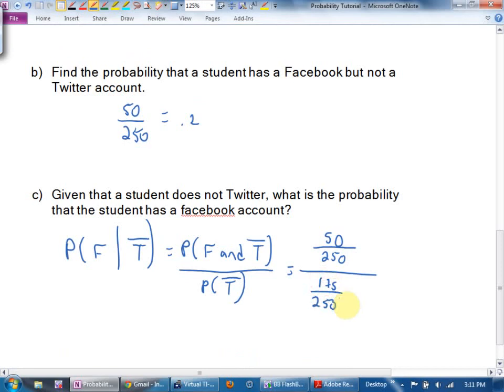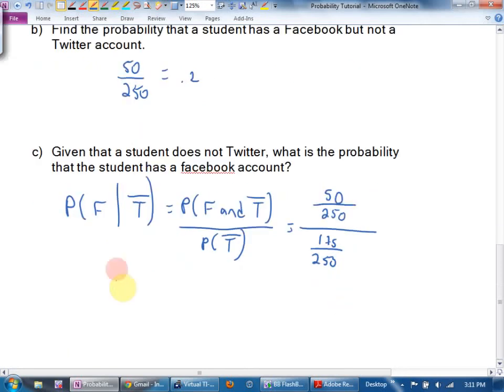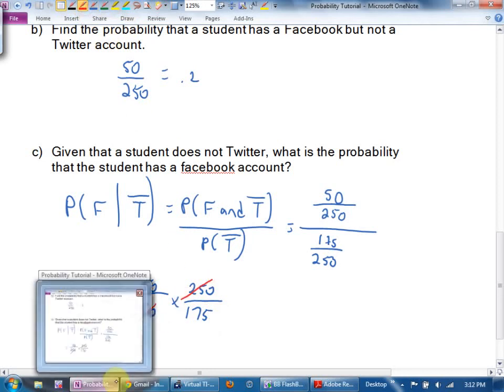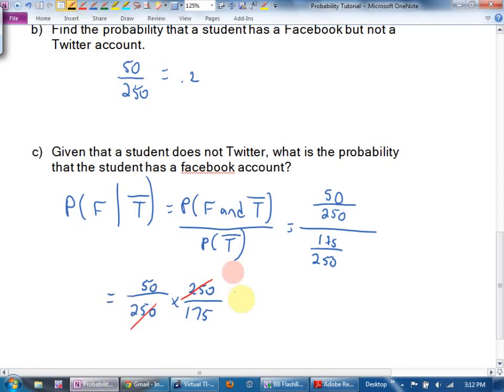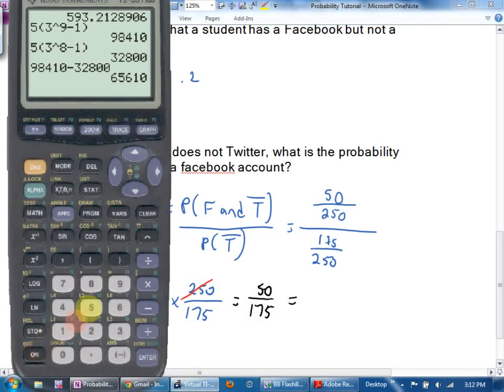How do I divide by a fraction? Flip it and multiply. This is going to end up being 50 over 250 times 250 over 175. Can I cancel? Yes, I can. These are factored this time. And I get 50 over 175. And I'm curious, lowest terms: two out of seven kids.